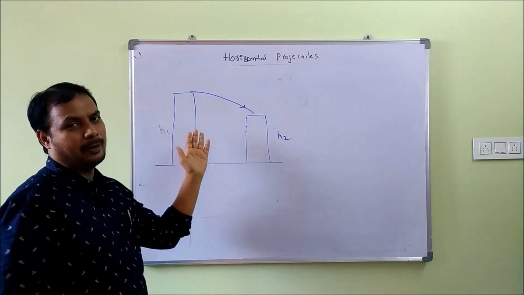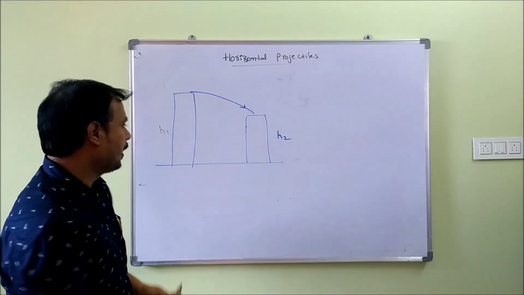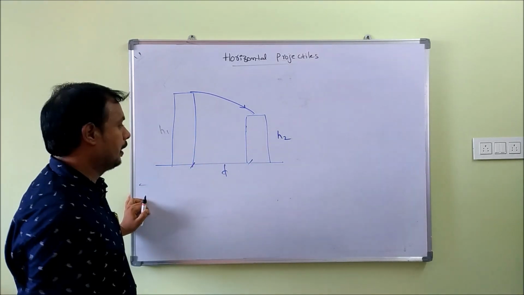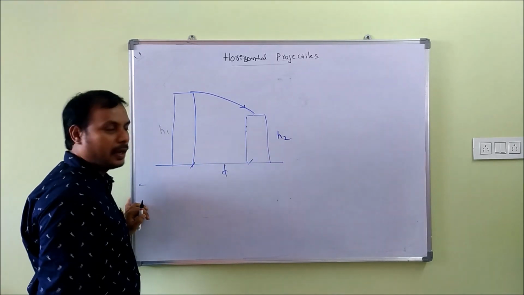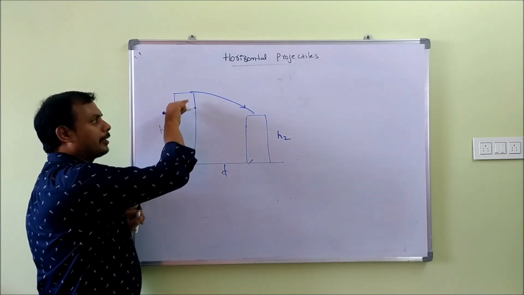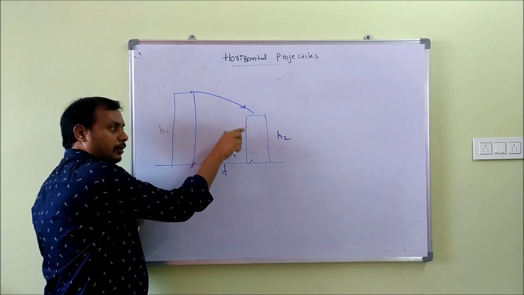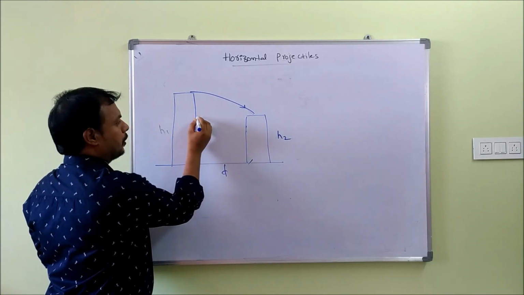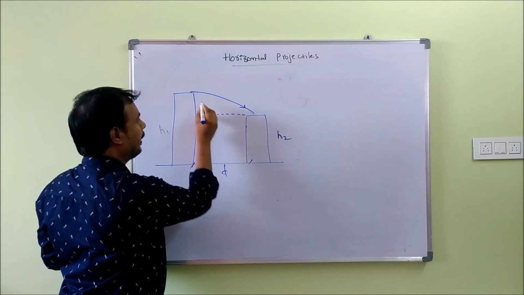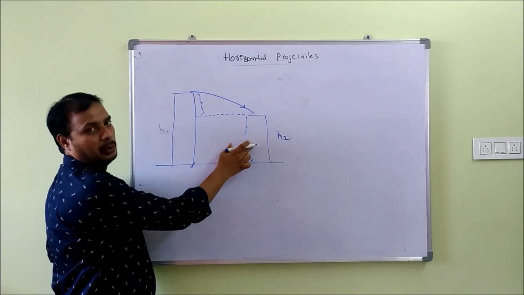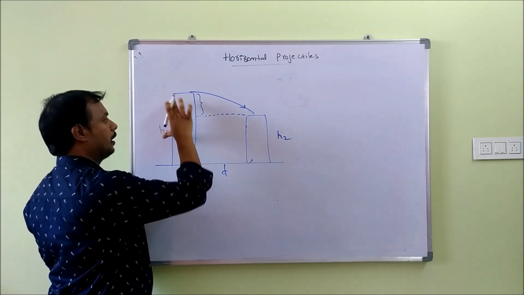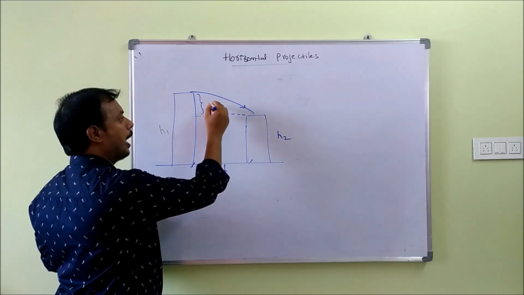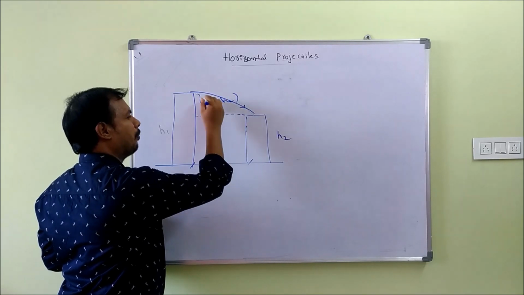So the person jumps from one tower to another tower, and the distance between these two towers is taken as d. Now, how much time does it take to reach the second tower? For such problems, you take the height difference between the two given towers. The height difference is h1, the first tower height, minus h2, the second tower height, so h1 minus h2.